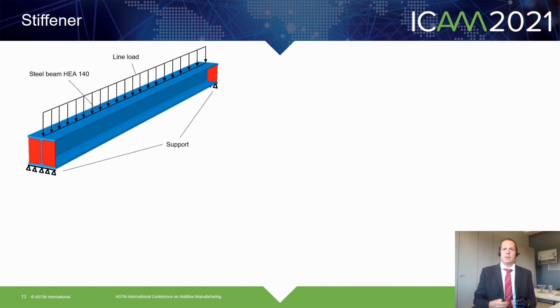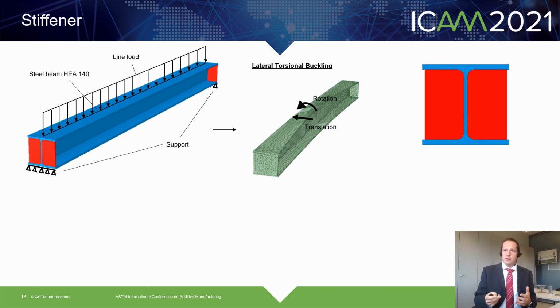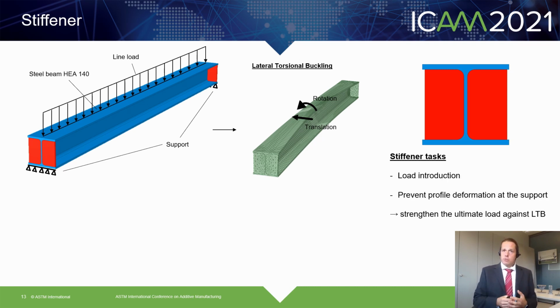Let's take a look at a conventional I-beam, simply supported and carrying a line load. Typically, such beams tend to lateral torsional buckling, which means the beam tends to rotate and warp sideways. In red you can see stiffeners above the support, and these stiffeners have two main tasks. The load introduction of the shear force from the web into the support and preventing the profile from deformation at the support, which strengthens the ultimate load of the beam against lateral torsional buckling.